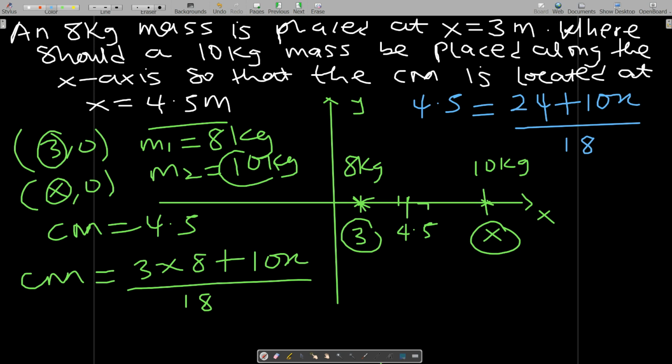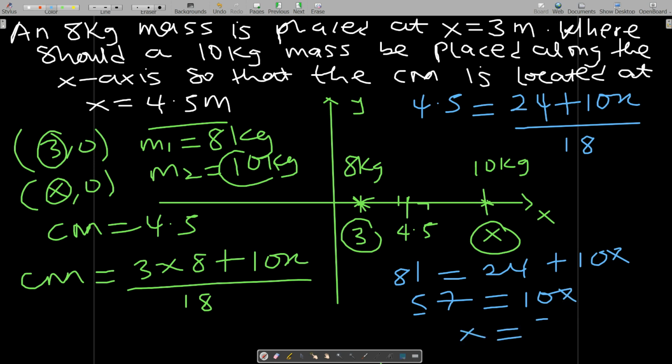Okay, so now let me write it down here. 18 times 4.5, you just do cross multiplication, so 4.5 times 18, and we get 81, which is equal to 24 plus 10x. So here everything becomes simple. 81 minus 24, that gives me 57. So 57 is equal to 10x. So quickly, x is equal to what, 5.7, okay, meters.